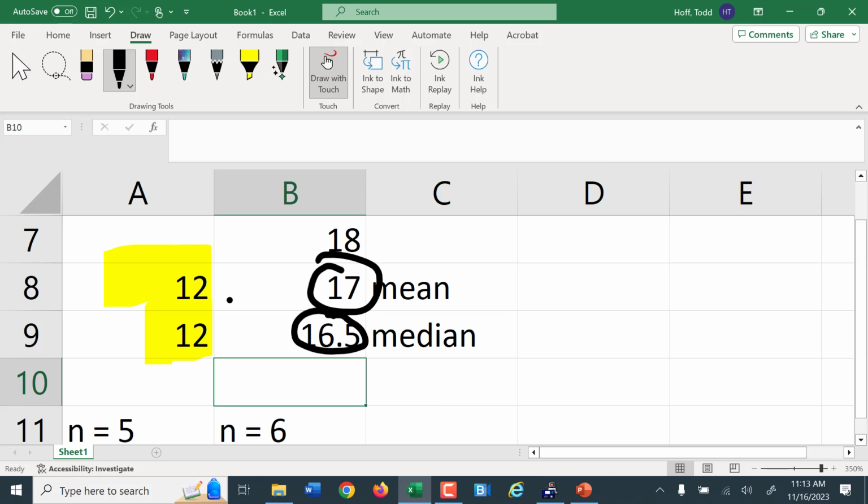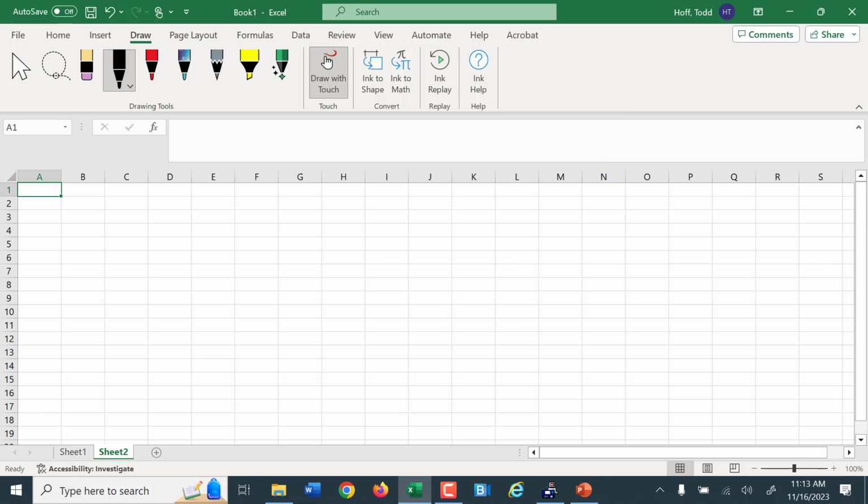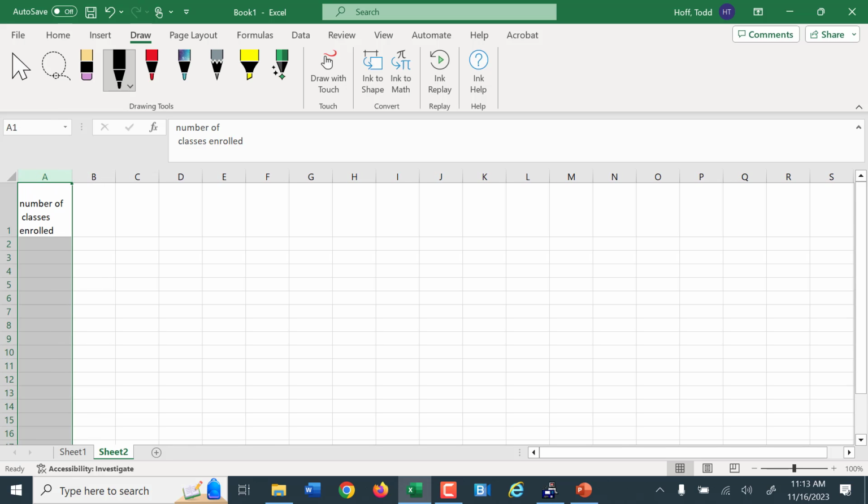Looking at a frequency table, let's look at a different frequency table. We're going to do the number of classes that you're currently enrolled in. And then we're going to do frequency here.